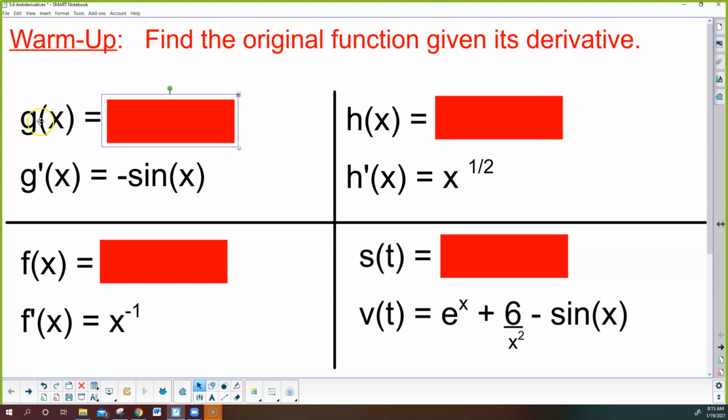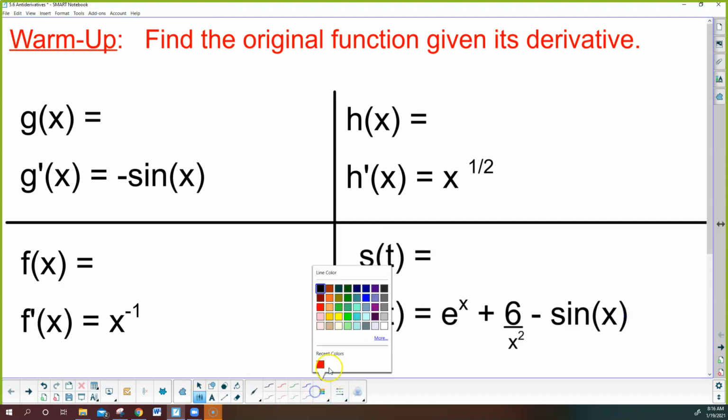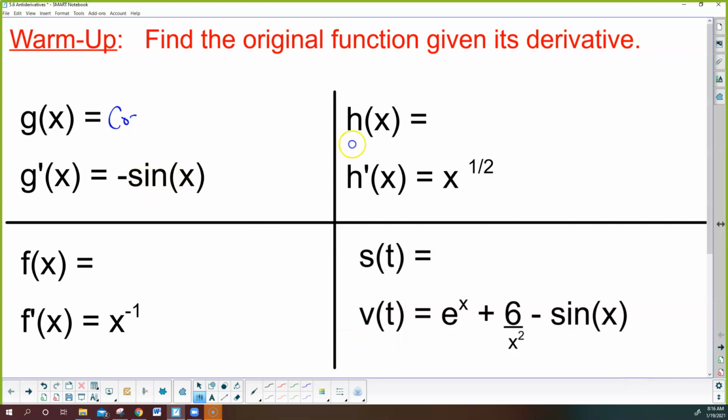So we want to think, well, whose derivative gave me negative sine of x? And this is really just, at least to start, knowing your derivative facts. I really don't need these boxes, I just put them there. So let's work backwards and see what we have going on. So some of these are just facts, right? Whose derivative gives me negative sine? Well, that's cosine of x, right? The derivative of cosine is negative sine.